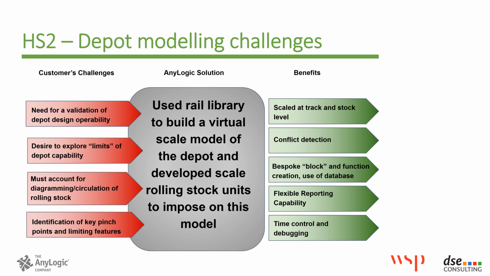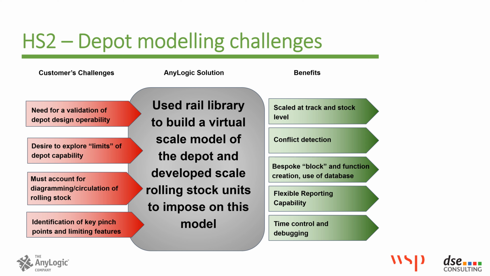We needed to take account of the diagramming and circulation, so just bringing trains onto the depot and then parking them overnight and sending them off was not sufficient. We needed to demonstrate that it was possible to shunt all the trains around and get them into the required formations for dispatch the following day, taking into account all the maintenance activity that needed to happen. And lastly, we were asked to look at key pinch points and limiting features of the depot, which might be reducing the depot's ability to deliver what was required, and whether we could suggest some solutions to that.